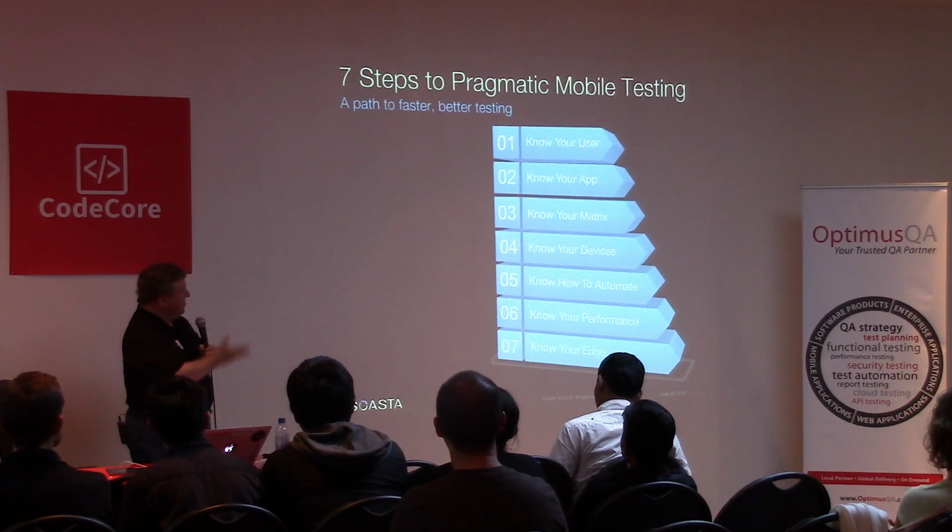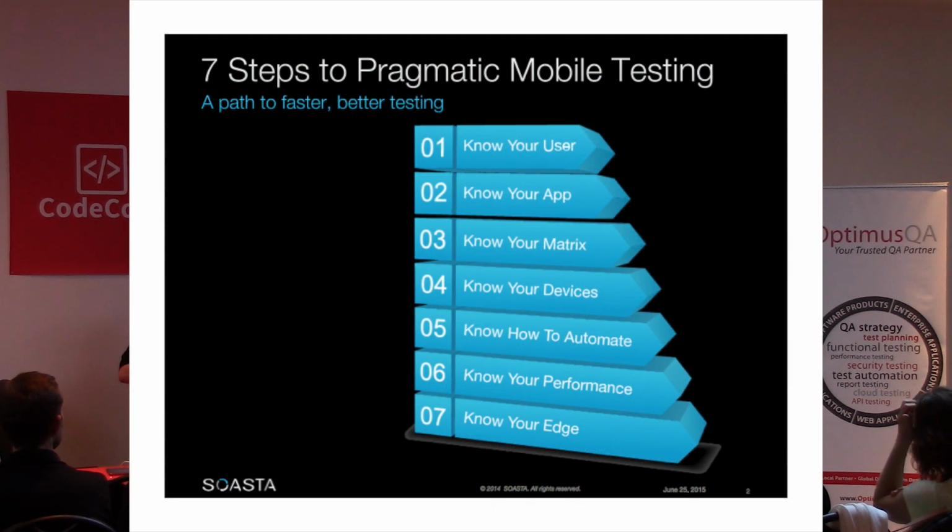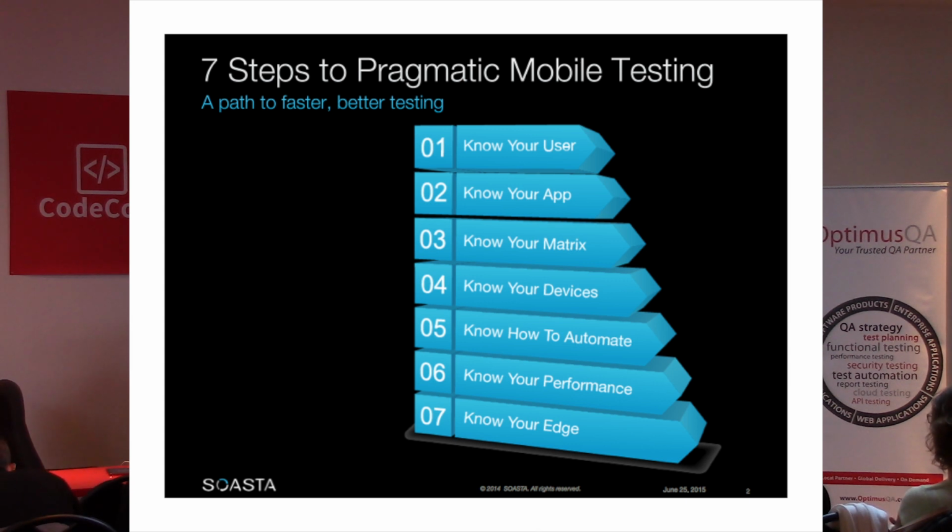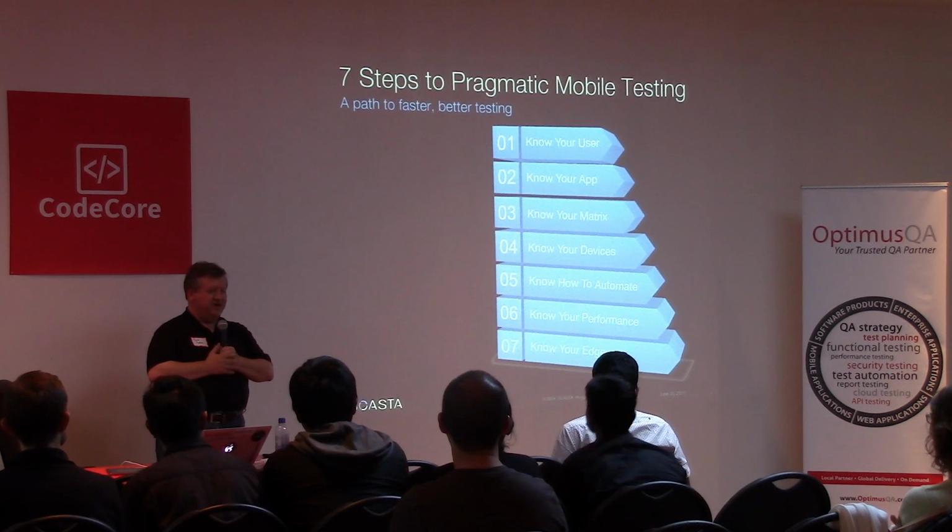The 7 steps are here on the slide. Knowing your user, knowing your application, knowing your test matrix, knowing your device matrix also, moving toward automation and how do you automate, and then knowing the performance of your application or your mobile website, and knowing what are your edge cases and the edge for your company.